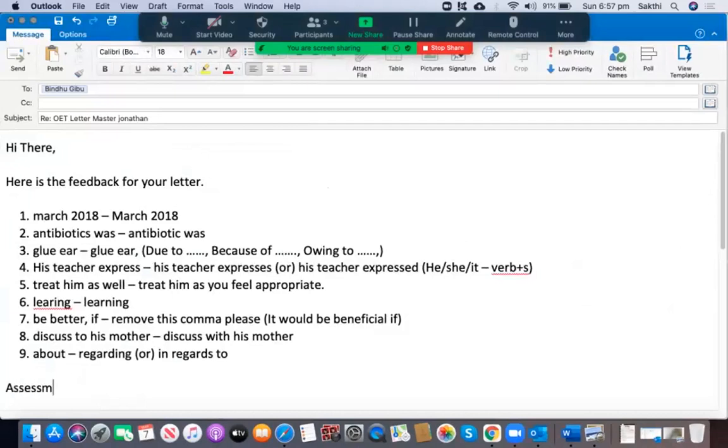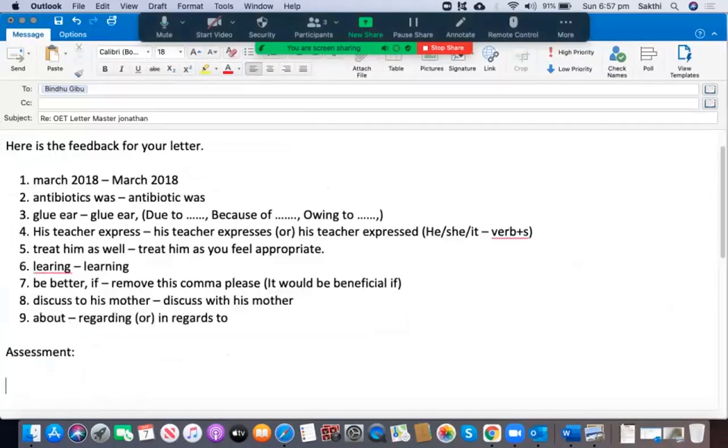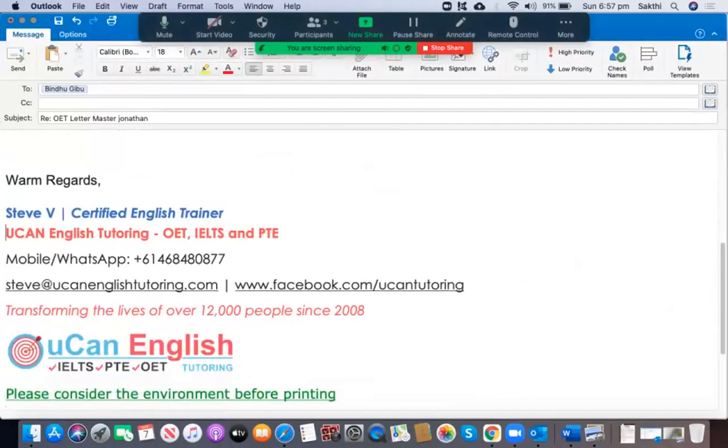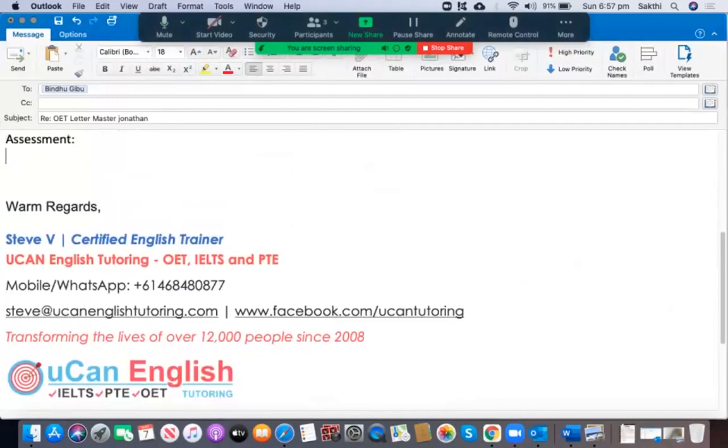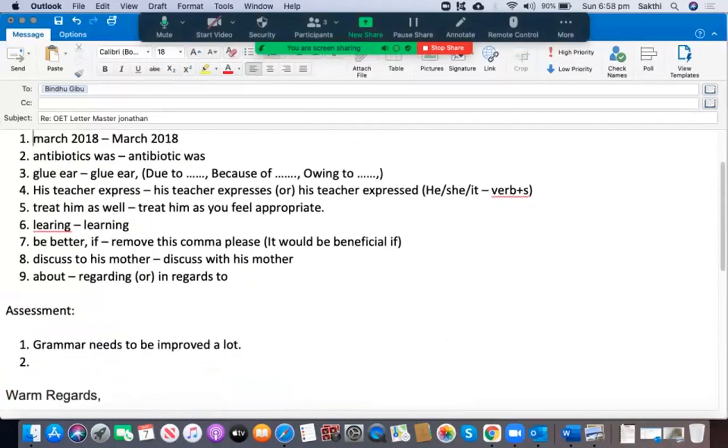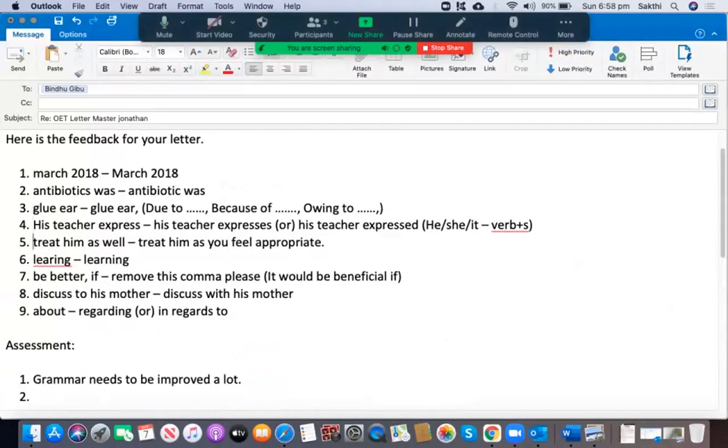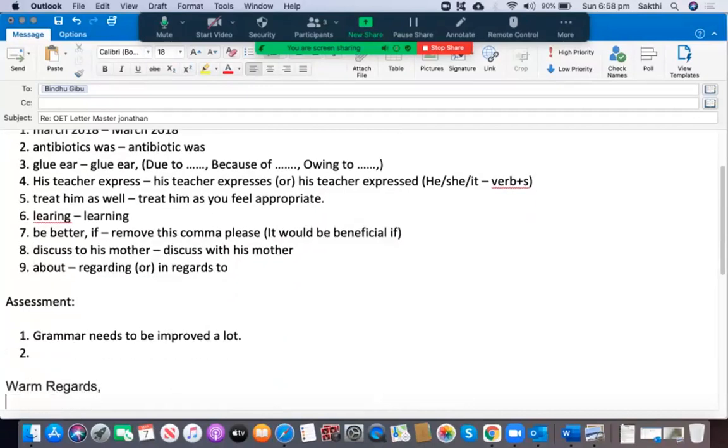Assessment. Grammar needs to be improved a lot because you have committed many grammar mistakes, particularly the use of verbs. Look at this: "His teacher expresses", and this one, discuss with his mother. Instead of "with his mother", you have written "to his mother". That's not good. So a couple of those, and then the placement of punctuation marks.